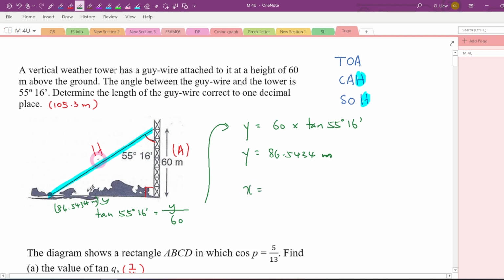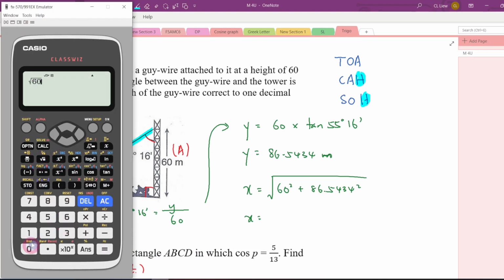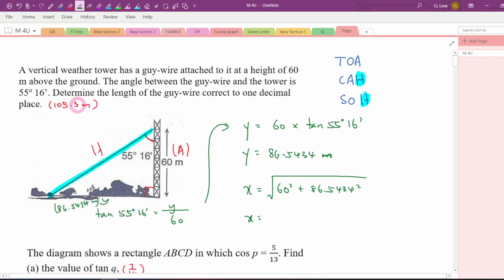Let me use the Pythagorean theorem to get the length here. It's the longer side of the right-angled triangle, so we use plus. So the square root of 60 squared plus 86.5434 squared. 105.3. You're still getting the same answer, but it takes a longer time. So normally we do not prefer this. We will use the method that I showed you just now because it's faster.